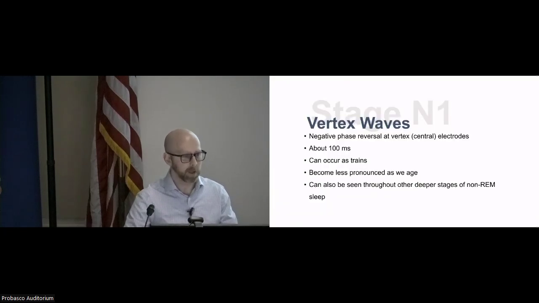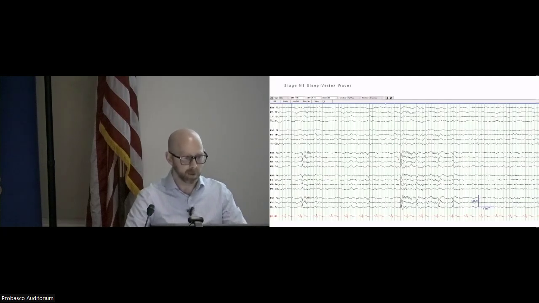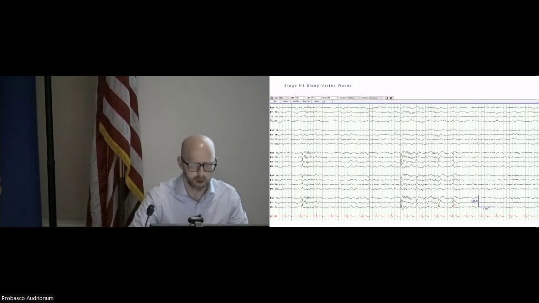And then vertex waves are a little bit easier to mistake for an abnormality, especially in a young person, because they can be really sharp. They're centrally predominant negative polarity discharges where it comes together, and they can look a little bit angrier. See these things here, and this person is actually in stage 2 sleep based on the sleep spindles. They are maximal at CZ. Sometimes it's really helpful to look at different montages with these if you're not sure, because they can look a little asymmetric once in a while.